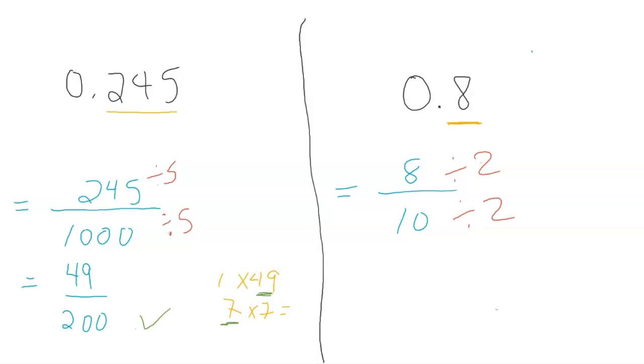And I know that they're divisible by 2 because they're both even numbers. So that's going to give me 4 out of 5. 8 divided by 2 is 4, and 10 divided by 2 is 5. And I can't reduce that anymore, so I am done.